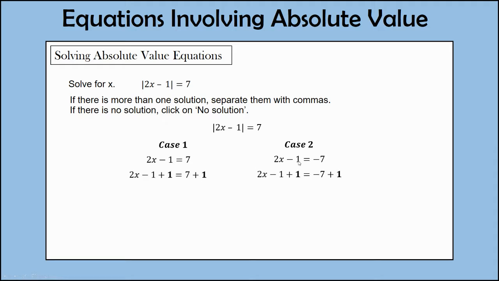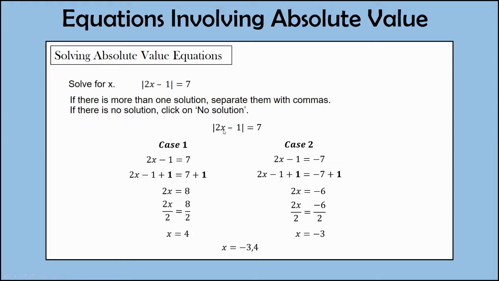I add 1 to both sides in each of the two equations. I got 2x equals 8 on the left here, and I got 2x equals -6 on the right. Next step in solving would be to divide each side by 2, and we get x equals 4 on the left, x equals -3, and those are my two answers. Now let's just try them out.